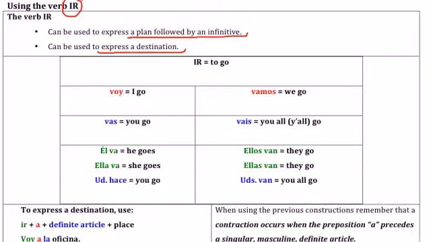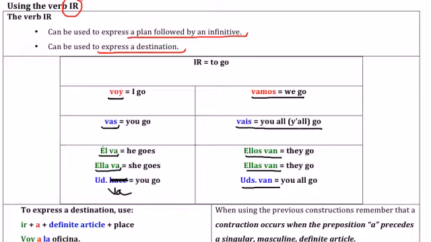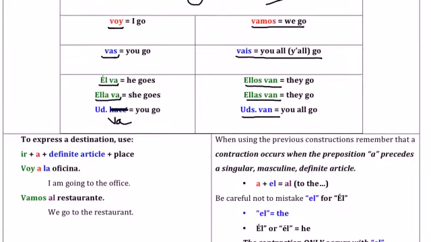So the yo form is going to be voy, the tú is going to be vas, and third person and second person formal are going to be él va, ella va, and usted, sorry about that, va. Nosotros vamos, vosotros vais, and ellos van, ellas van, y ustedes van. Again, you'll see that this is completely irregular. Ir goes to voy, vas, va, vamos, vais, van. You will have to memorize this verb. No two ways about it.